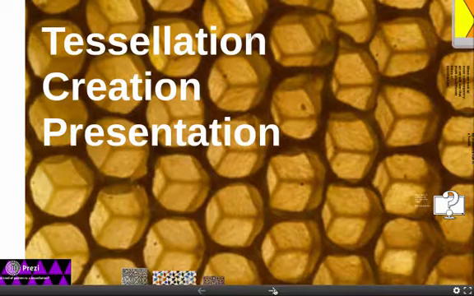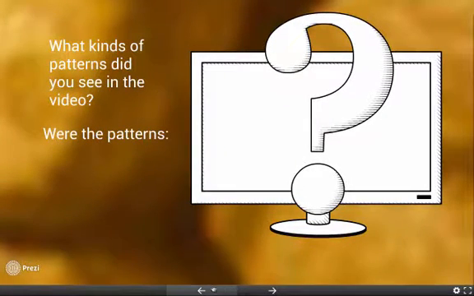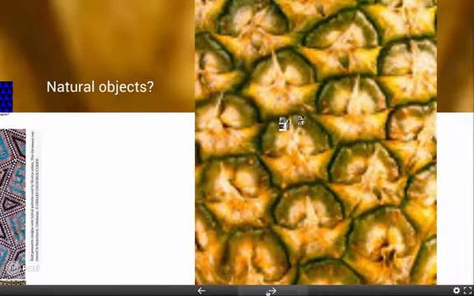Now, you've already watched our video and you've taken notes on what was in the video. Now, what kind of patterns did you see in your video? Were your patterns natural objects, like this pineapple? What other natural objects have patterns to them?